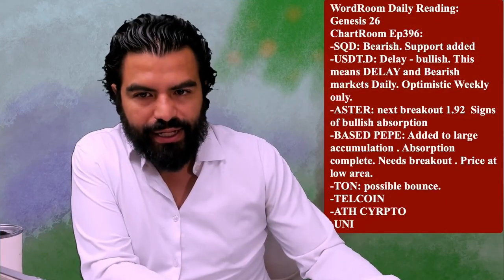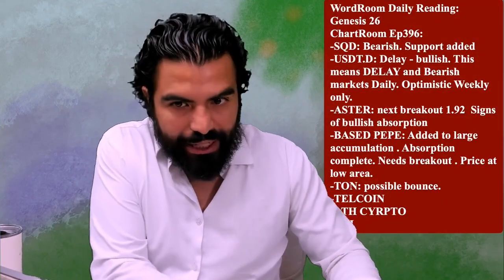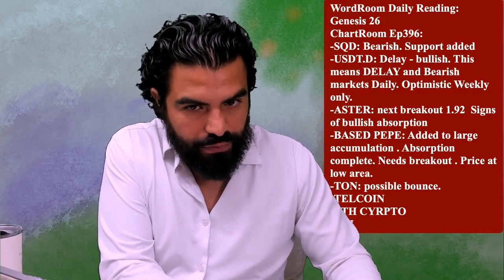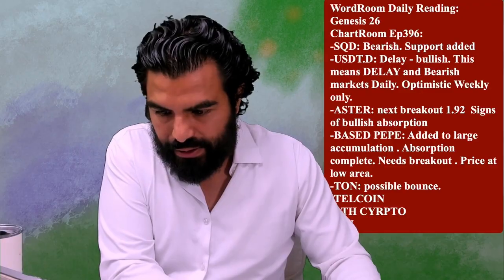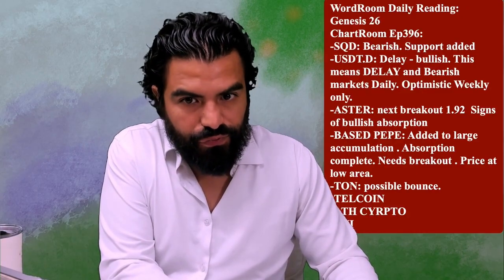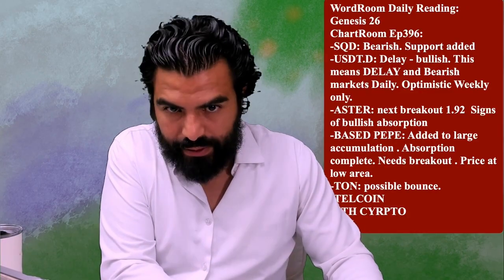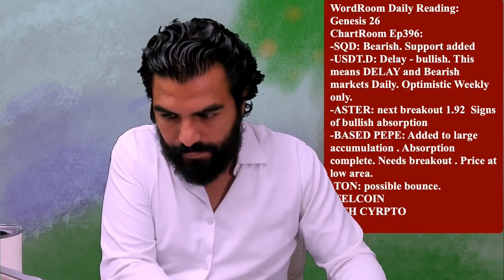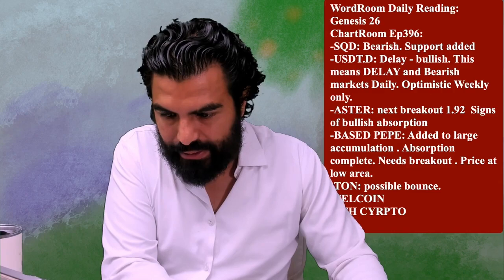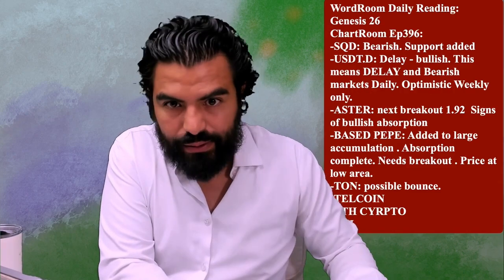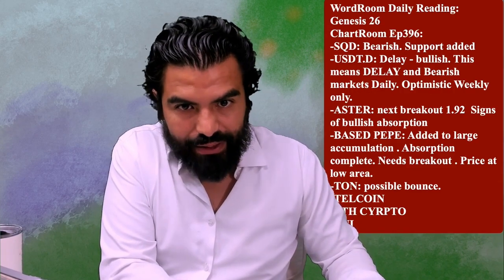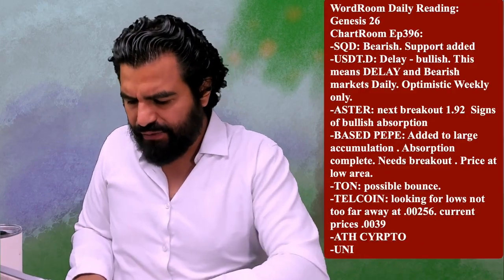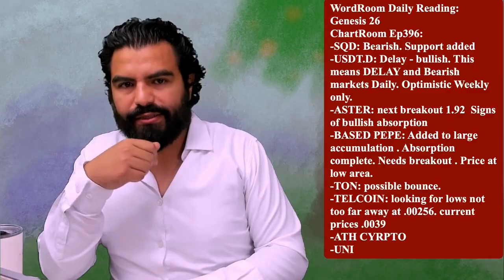So you guys know, learning how to read these with a higher statistical edge. Looking for lows not too far away at 0.0025. Current price is 0.0039, and that's 256%, by the way. ATH crypto. Two more cryptos to go for today. I'm going to look at this on MEXC.